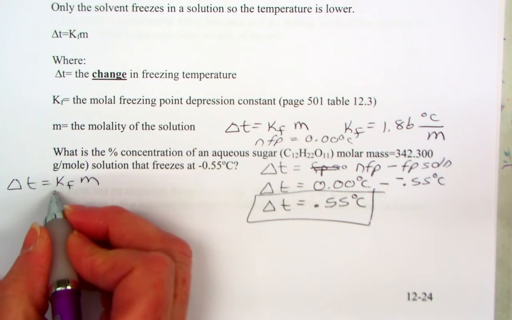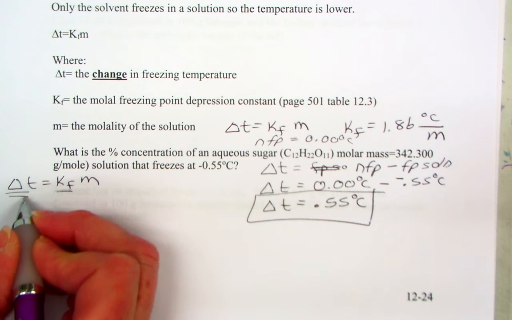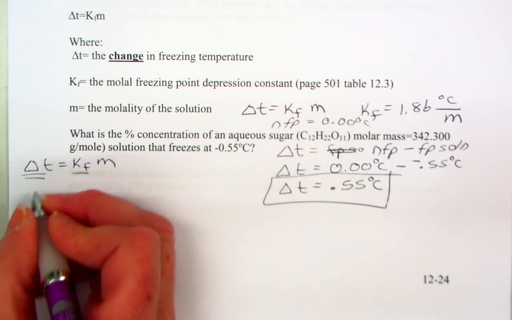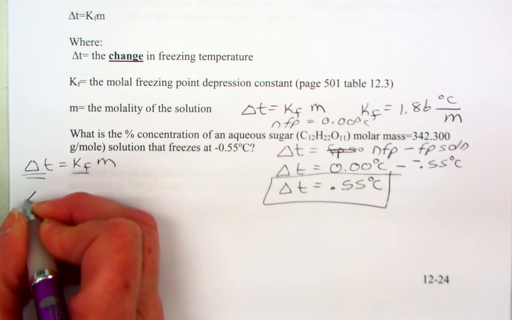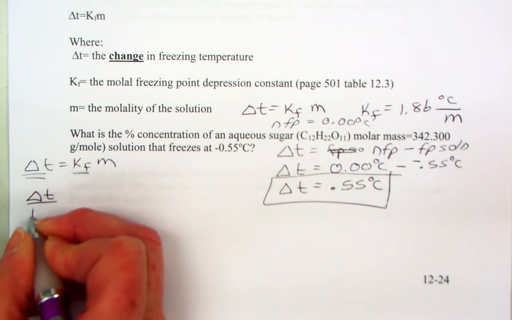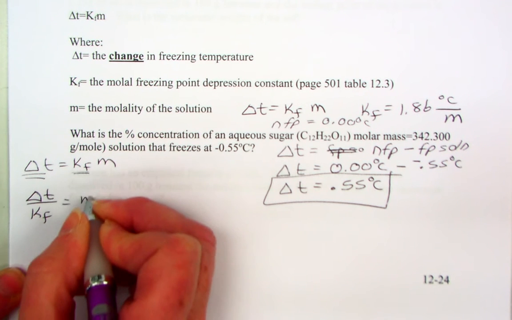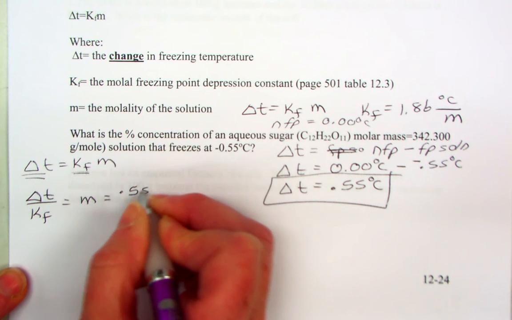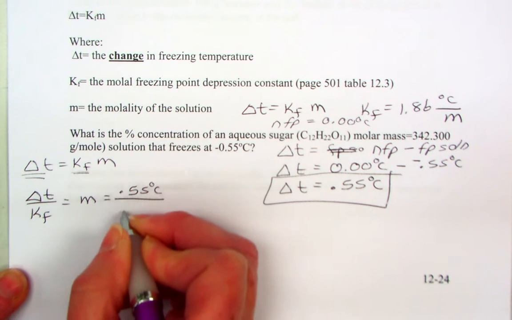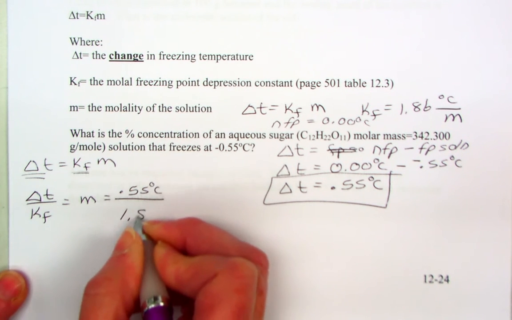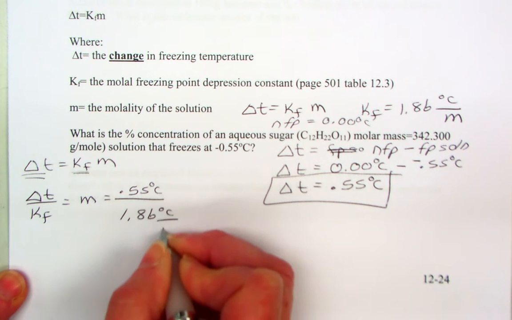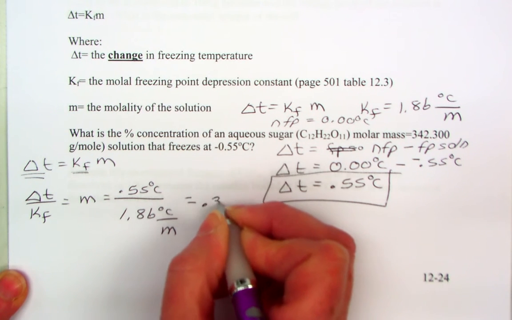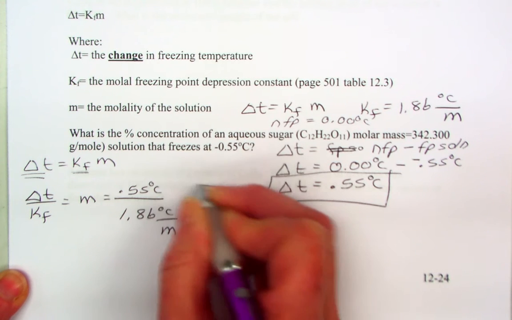So now I know K sub F, I know delta T, so I can solve for the molality. So this is the new stuff. Delta T divided by K sub F is equal to the molality of my solution. And my delta T is 0.55 degrees Celsius divided by my K sub F, 1.86 degrees C per molal. And so that is equal to 0.30 molal.